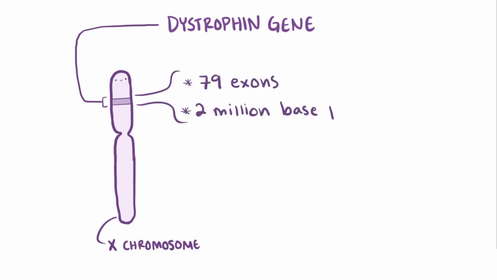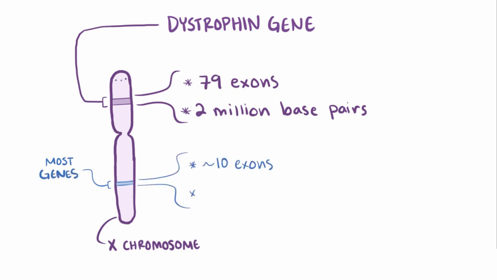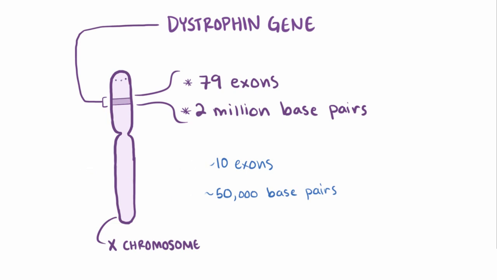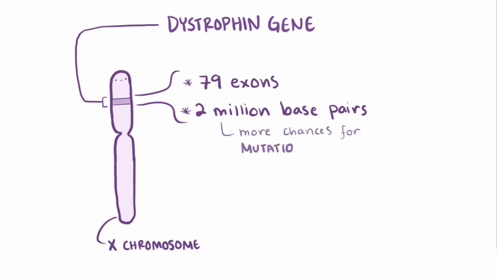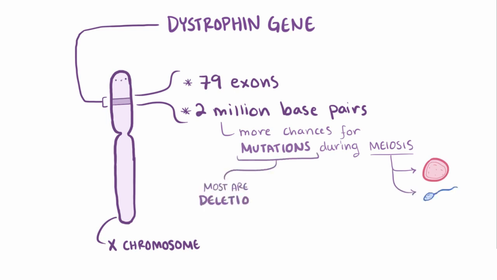Alright, so the dystrophin gene is a huge gene on the X chromosome that has 79 exons and is over 2 million base pairs in length. By comparison, most genes only have about 10 exons and are 50,000 base pairs in length. More base pairs and more exons means that there's more chances for mistakes during meiosis, which is when the egg or sperm are created. Most of these gene mutations are deletions or duplications of one or more exons, and a small amount are point mutations.